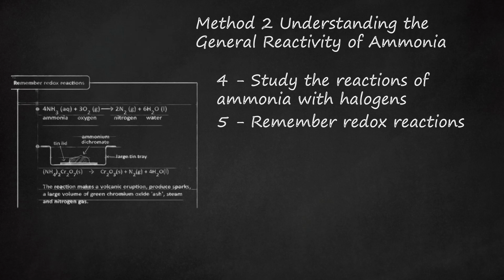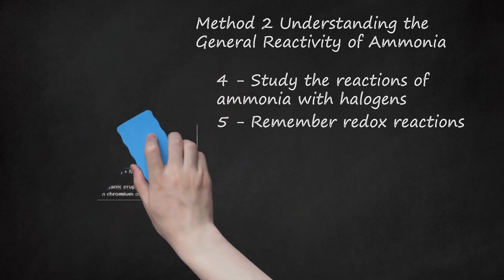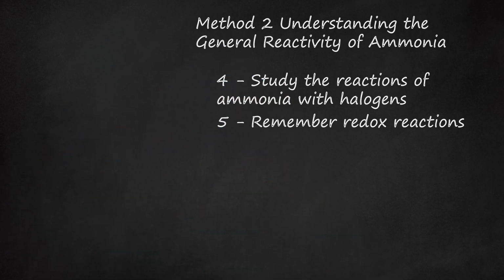Ammonia can also be used to reduce the oxidation of hot metals, such as cupric oxide, to a less oxidized state. To demonstrate ammonia's potential for redox reactions, you can ignite ammonium dichromate, and watch the reaction. Be careful to do this in a fume hood, on a heat-proof surface.